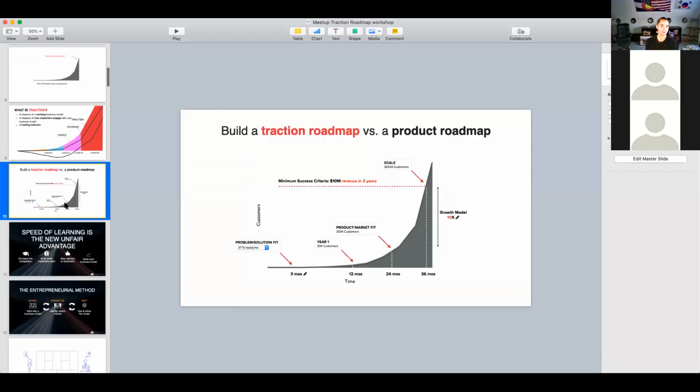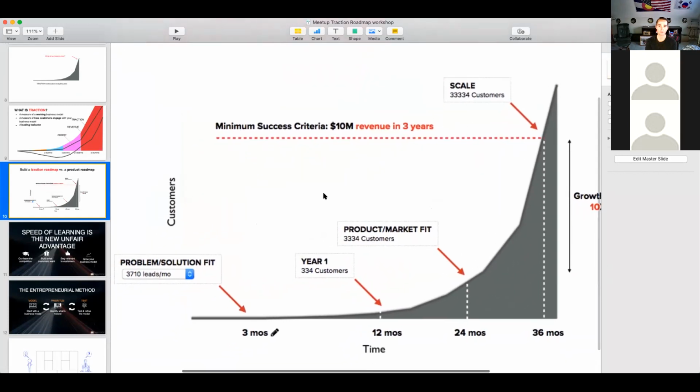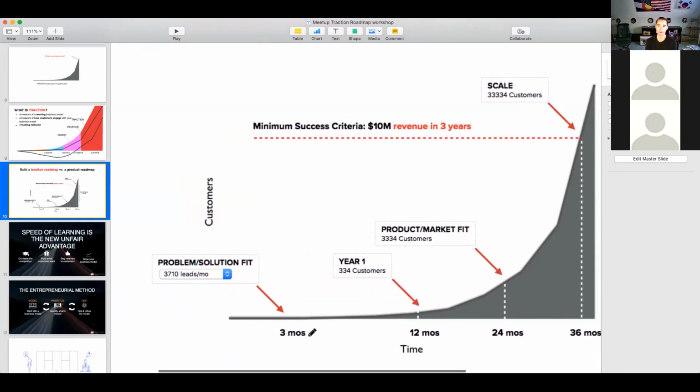Sure. This is essentially the traction roadmap. I honestly hand draw these frequently. When people have business ideas, business models that they want to explore, after I have them create the lean canvas, this is the immediate next thing that we do.